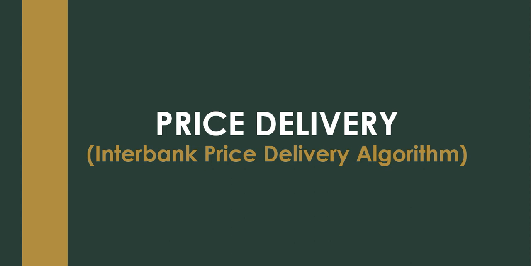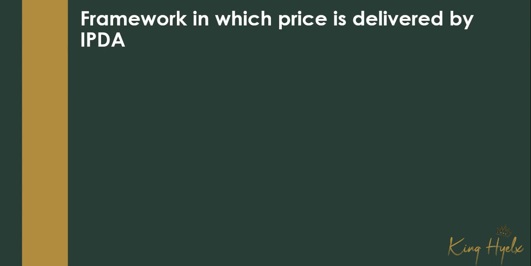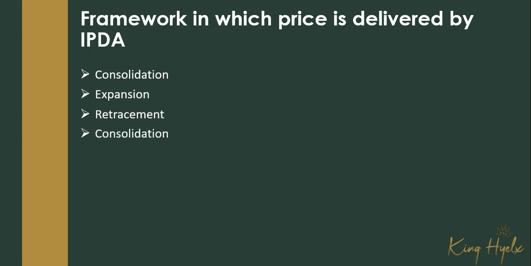Now, how is this price delivered? This is our continuation, our second part in the technical analysis series. This IPDA, the interbank price delivery algorithm, delivers price within a particular framework. It's usually within these four states. Whatever is happening on the charts, it's always one of these four: consolidation, expansion, retracement, or reversal.